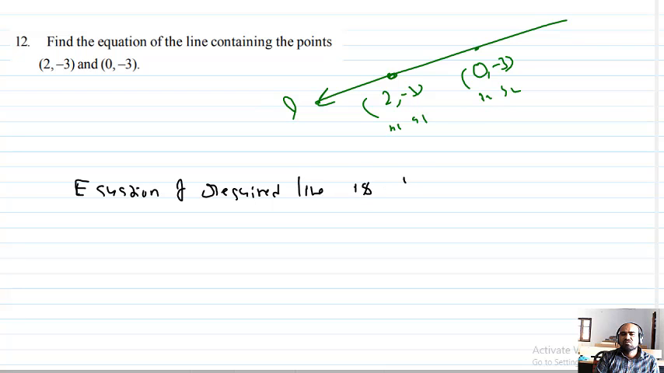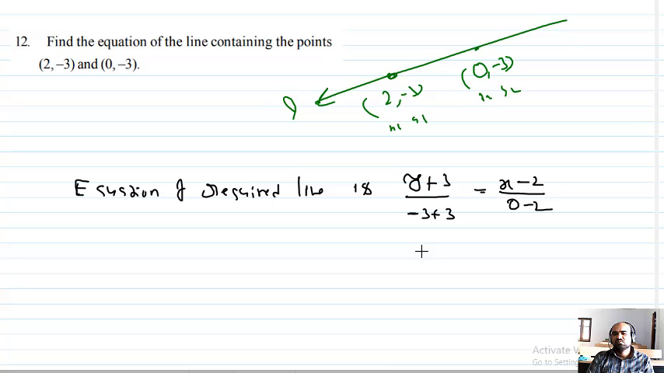The equation of the required line is y minus y1, that is y plus 3, over y2 minus y1, that is minus 3 plus 3, equal to x minus x1, that is x minus 2, by x2 minus x1, that is 0 minus 2. So y plus 3 equal to 0 into something, so y plus 3 equal to 0. Okay, this is the required equation.